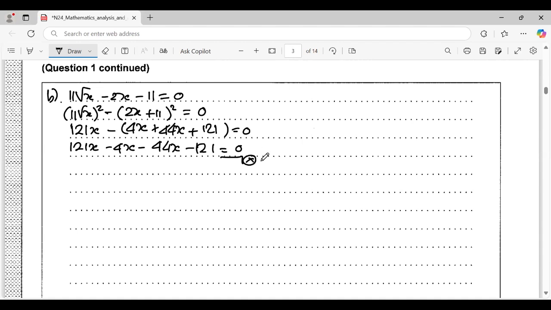Multiply by −1, and it's going to be 4x² − 77x + 121 = 0. So a equals 4, b equals −77, c equals 121. Two roots means we are going to find x1 and x2.